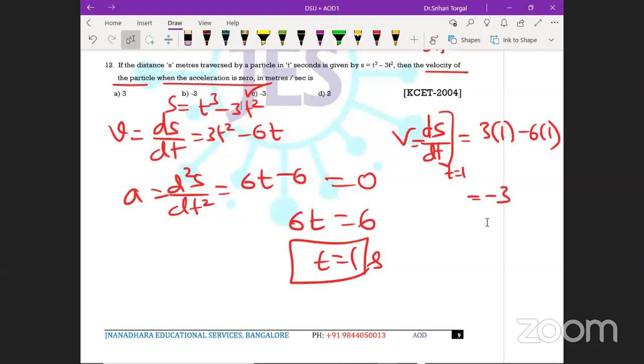So in that case it is negative. Okay, minus 3 answer, right?